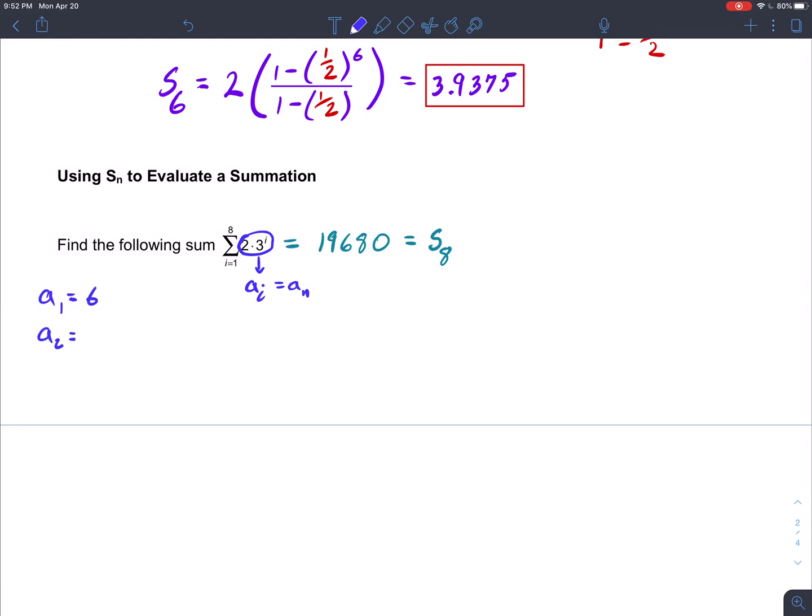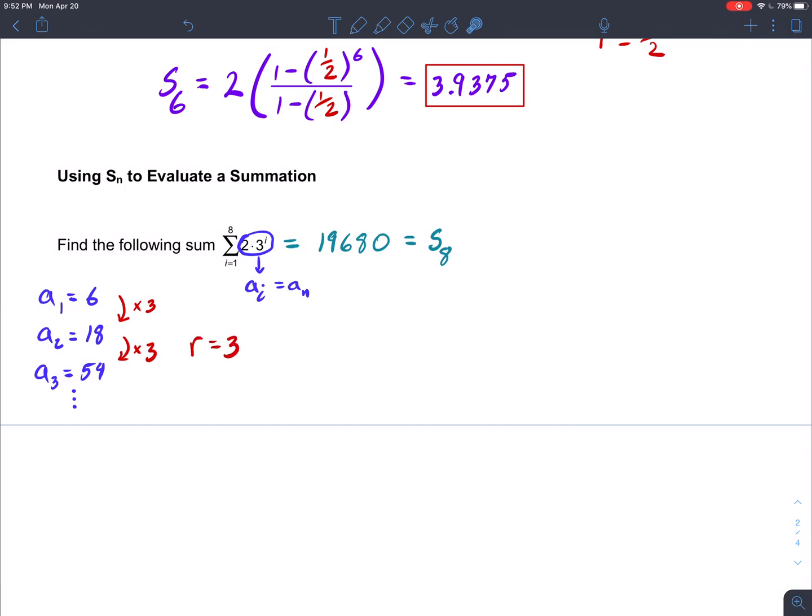And then the second term, I'd replace the I with 2, and that's 2 times 3 squared, which is 2 times 9, which is 18. And then the third term is 2 times 3 cubed, so 27 times 2, which is 54, and so on. All right, that same pattern continues. So what's happening every time? They're multiplying by 3. And that's not hard to figure out, right? It's 3 that is being raised to the power every time. So the common ratio, r, is 3.